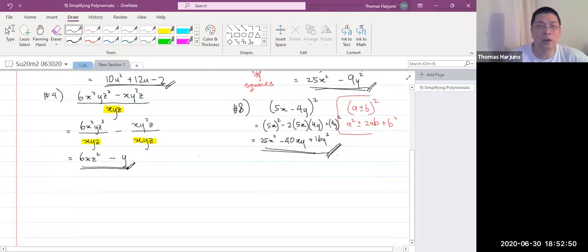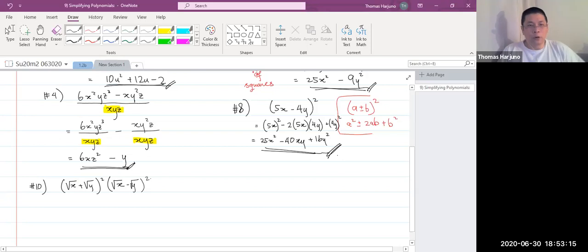Once we see that part, then we can go on to, for example, number 10. It gets a bit more complicated. Number 10, we have square root of x plus square root of y, squared, times square root of x minus square root of y, squared.